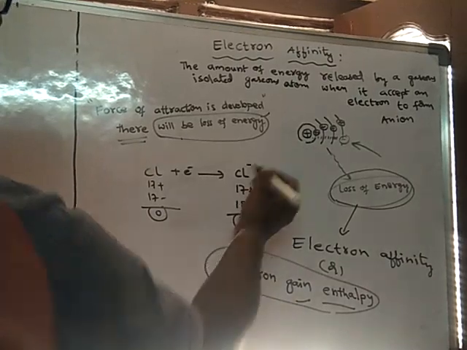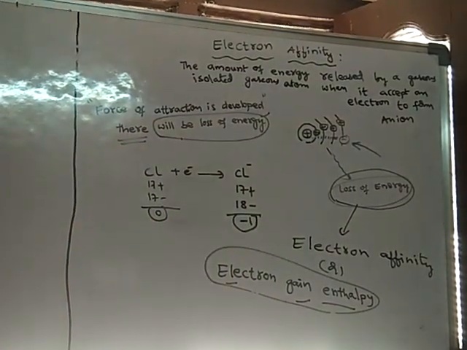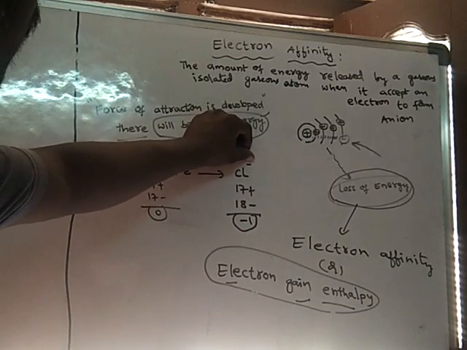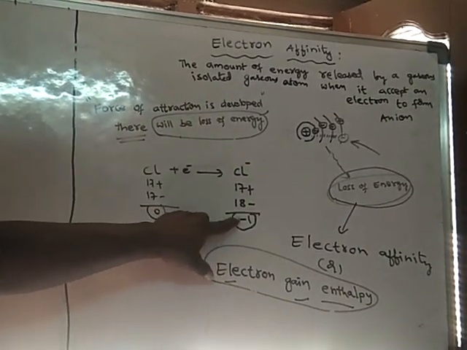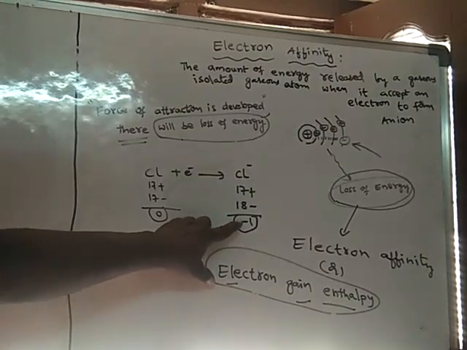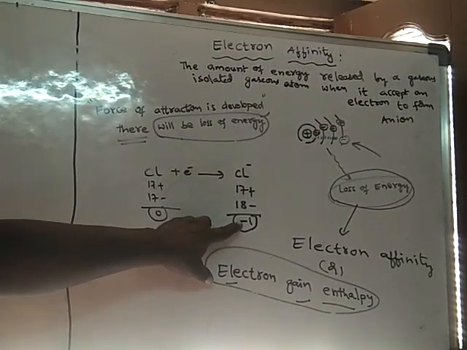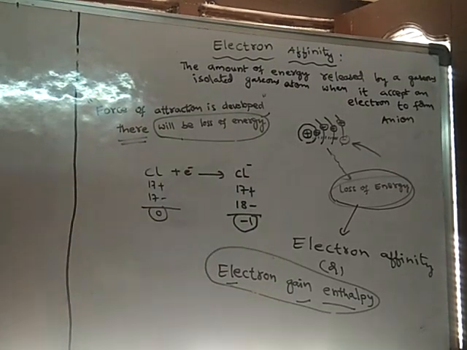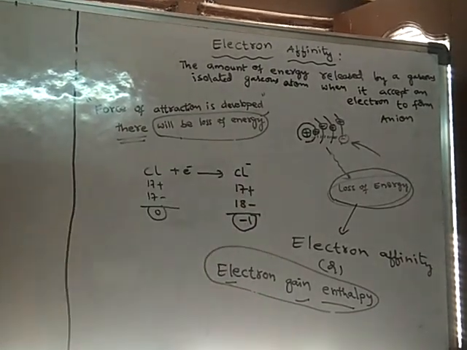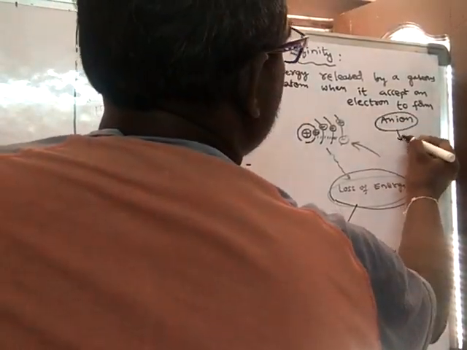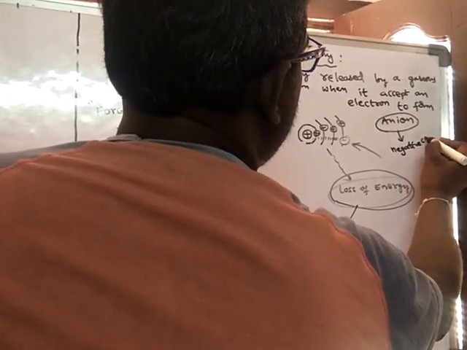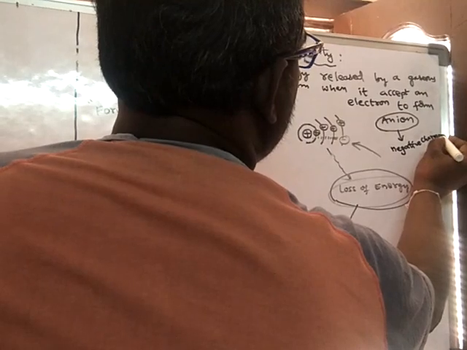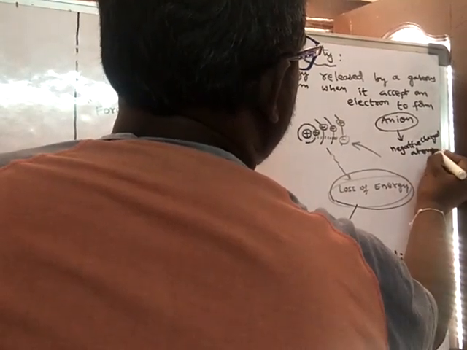What is an anion? Anion means negative charged ion. Cl minus. Why did I write minus 1 here? Because after gaining an electron, the chlorine has one negative charge in excess. As it has one excess negative charge, we have to write Cl minus. So this is called an anion. Anion means negative charged atom.